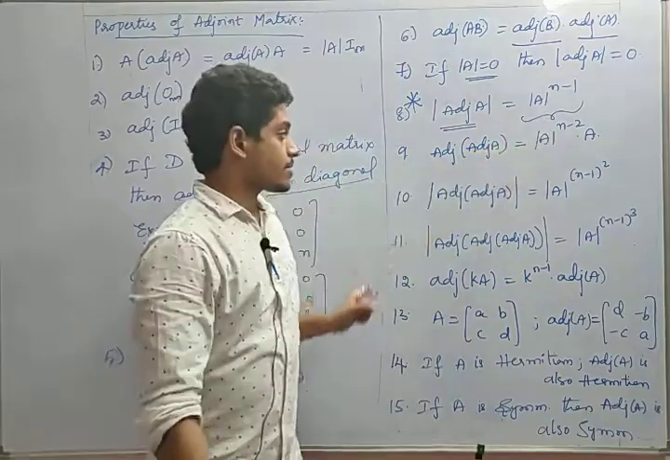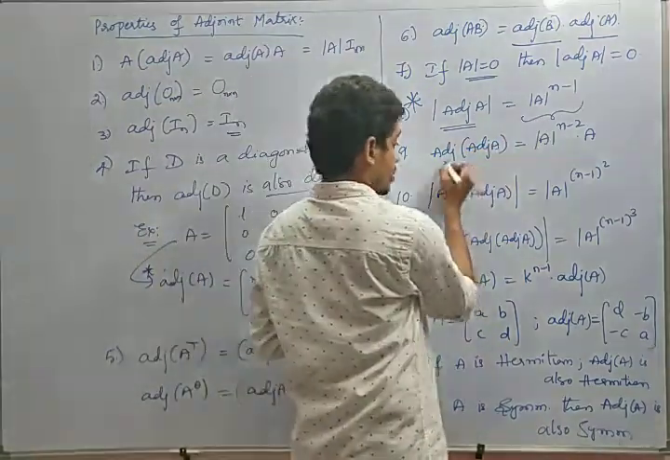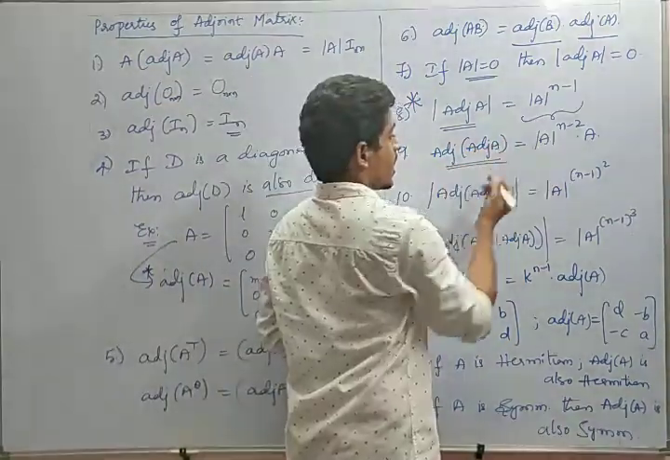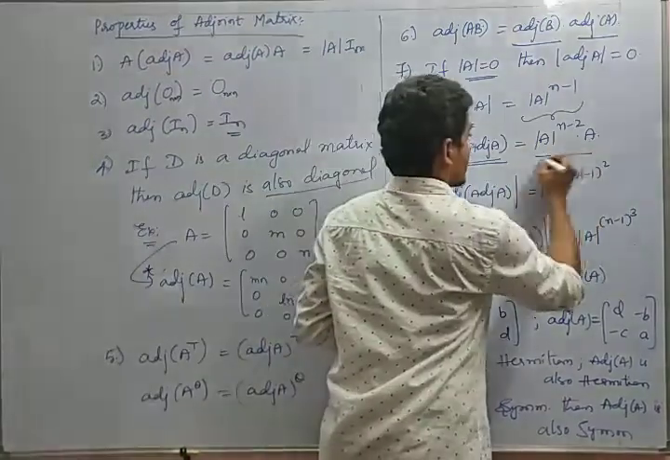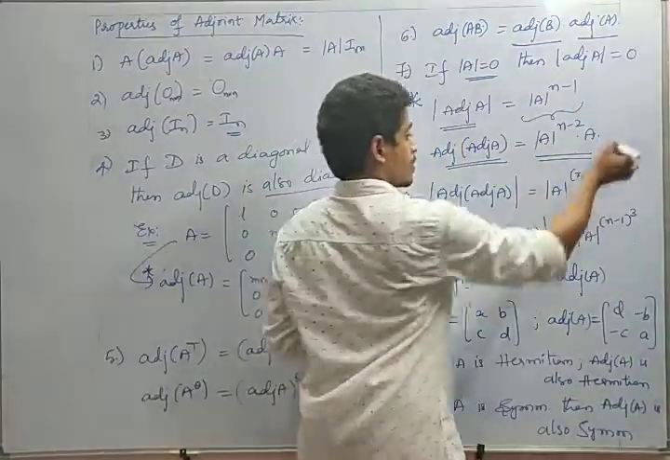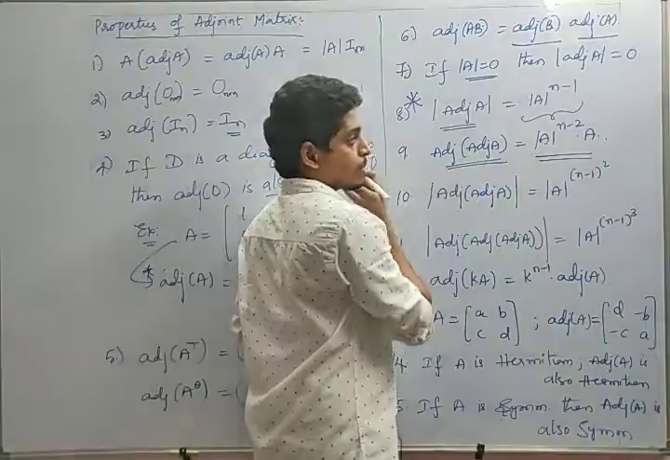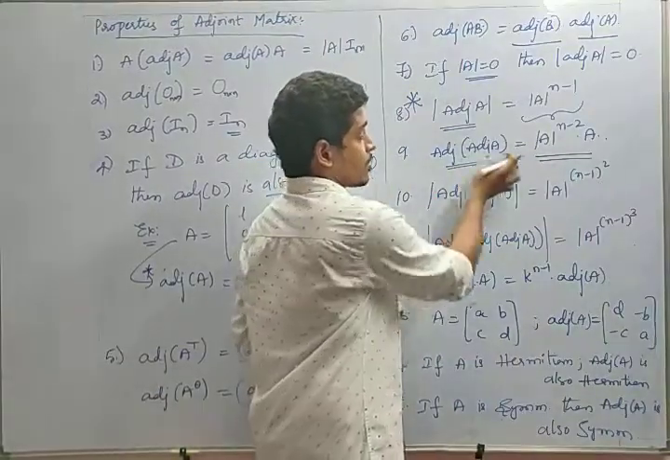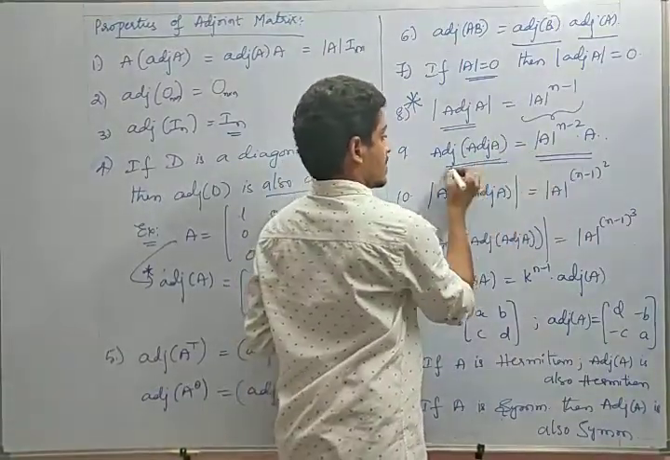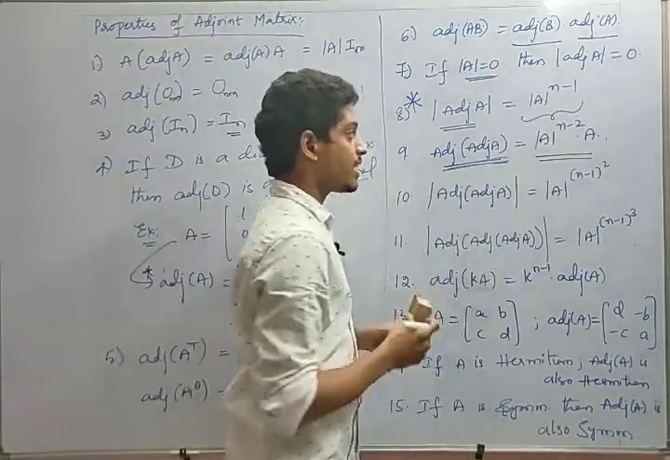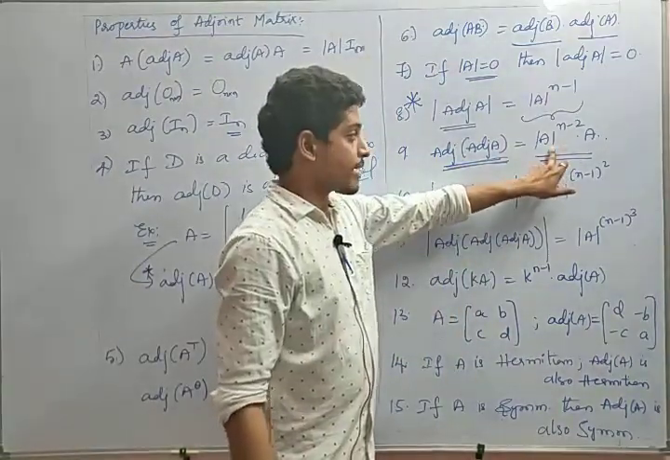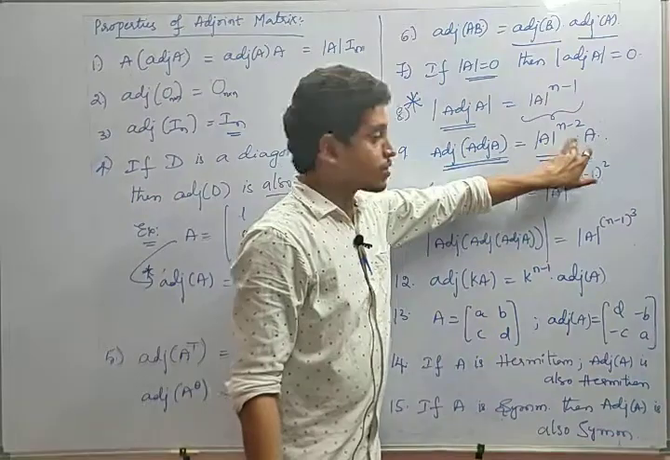Okay, next, adjoint of adjoint A. See friends, the adjoint of adjoint A is nothing but det A power n minus 2 into A. This is also a matrix. If a normal matrix is given and he has asked to find the adjoint of adjoint A, then apply this formula: the determinant of this matrix power the given order minus 2, into the normal matrix.